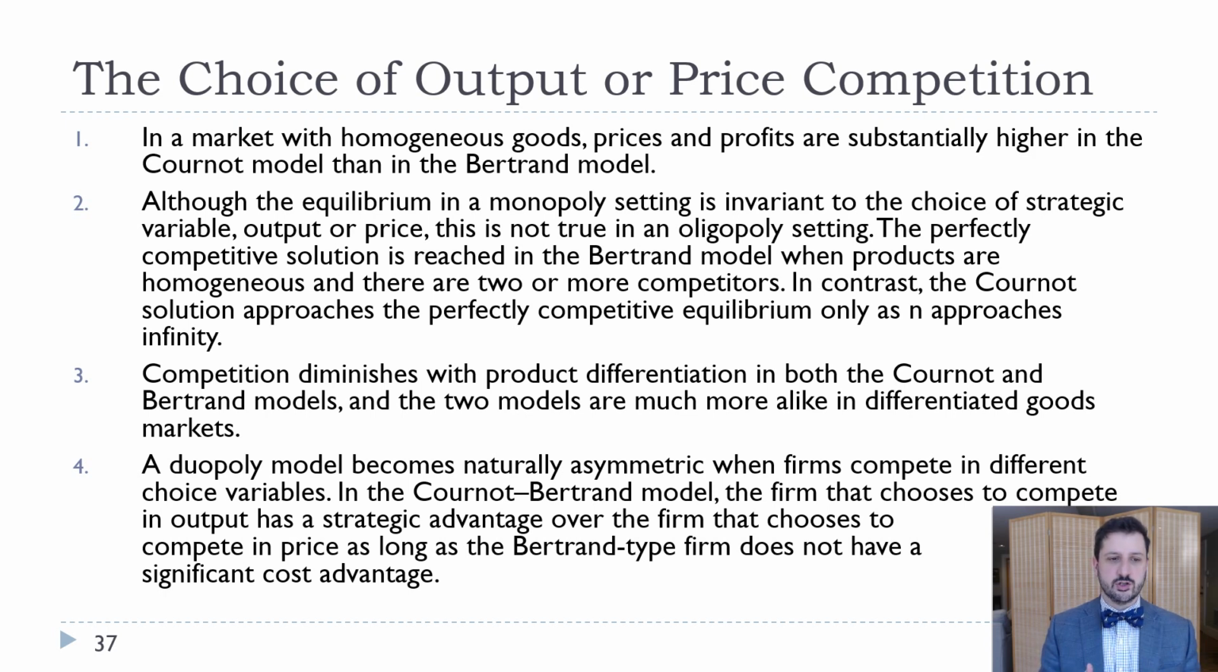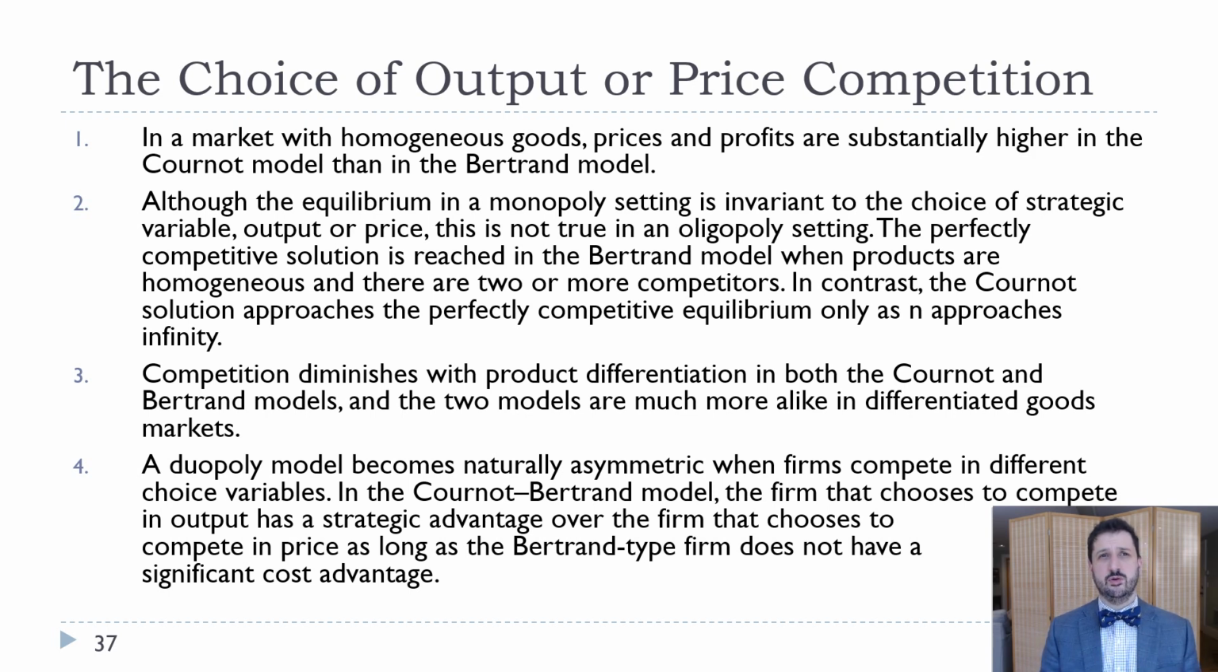And of course, it's important to also remember that competition diminishes with product differentiation in both models. And so both models predict that firms will try to differentiate their products as much as possible. And that is definitely something that we see in the model. The duopoly model, when one is producing an output and one is competing in price, becomes asymmetric. And so it's a little bit different. But the firm that chooses to compete in output has a strategic advantage.